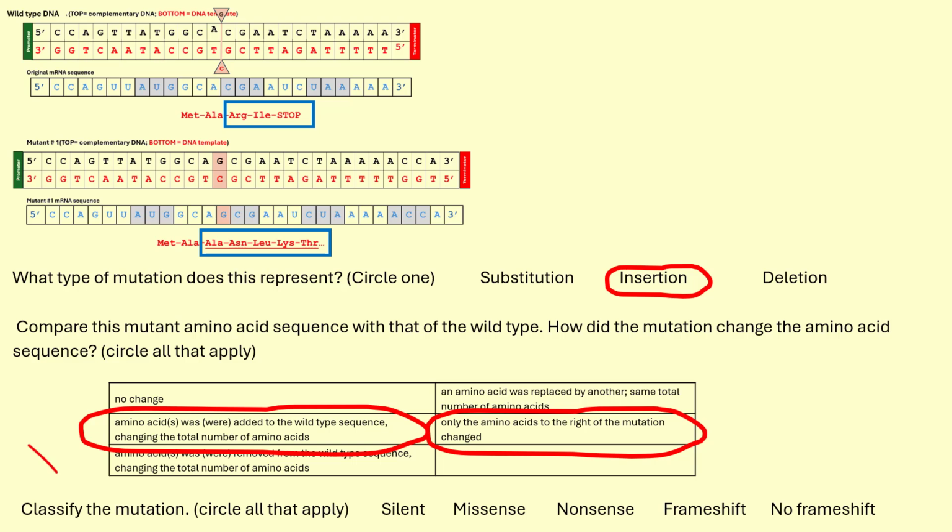The last question is not in the form of a question, but it says to classify the mutations. So you're going to circle one of the following: silent, missense, nonsense, frameshift, or no frameshift. One nucleotide was added to the mutant DNA, which changed all the amino acids to the right of that site, so that leads to the codons being regrouped differently than that of the wild type, forming a frameshift. So this is classified as a frameshift mutation.